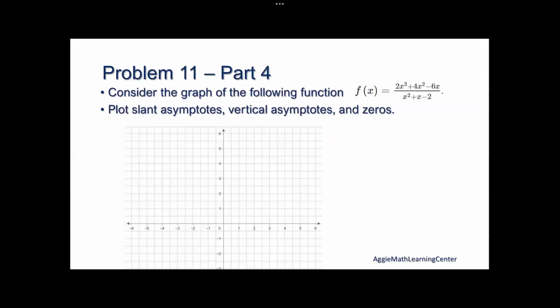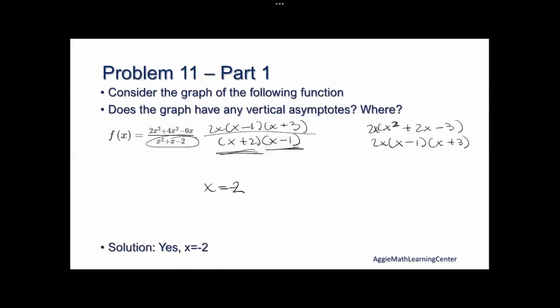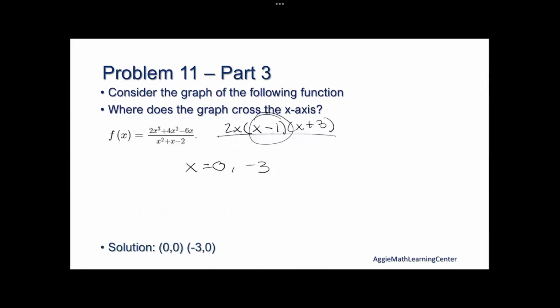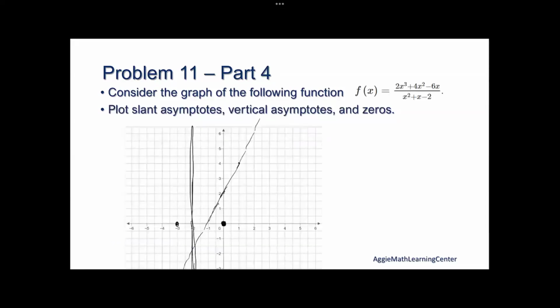Okay, awesome. And then it just wants us to plot our asymptotes down here. So we are going to have our oblique asymptote right there. And then we have a vertical asymptote at, what was it? x equals -2. And then we had a 0 at x equals 0 and -3. Right? Yeah. Okay. So that means it's going to do something a little bit wonky. Okay, awesome.